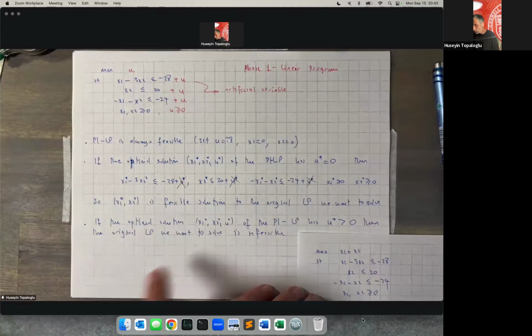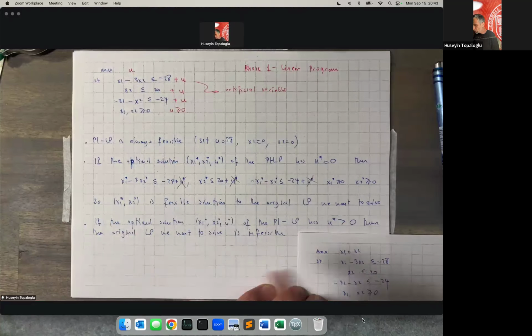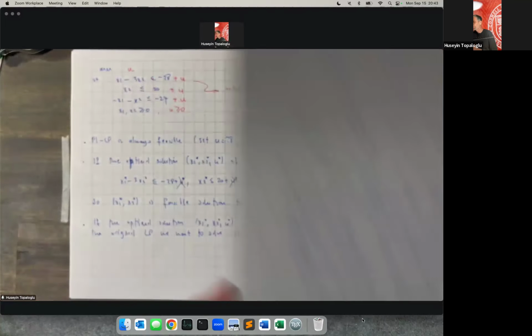And if at the optimal solution to the phase 1 linear program, u star is stuck at a value that's strictly greater than 0, then there is no feasible solution to the original linear program that we would like to solve. So to find a feasible solution to the original linear program, let's go ahead and solve the phase 1 linear program.